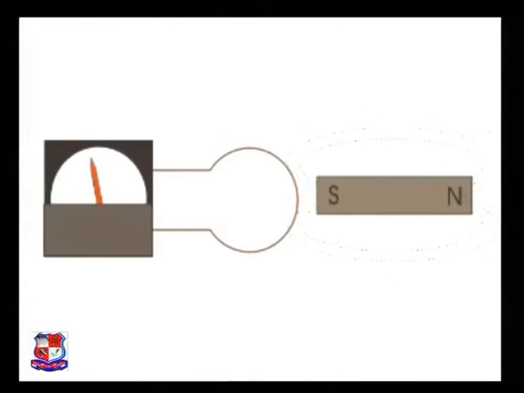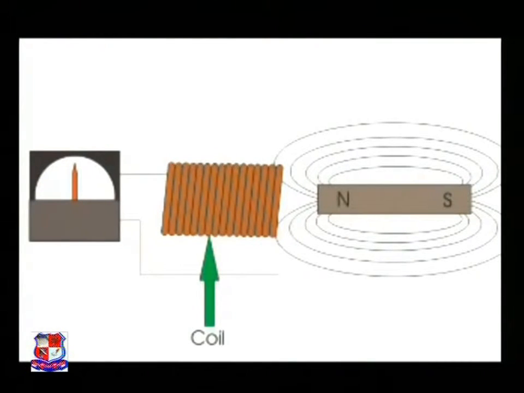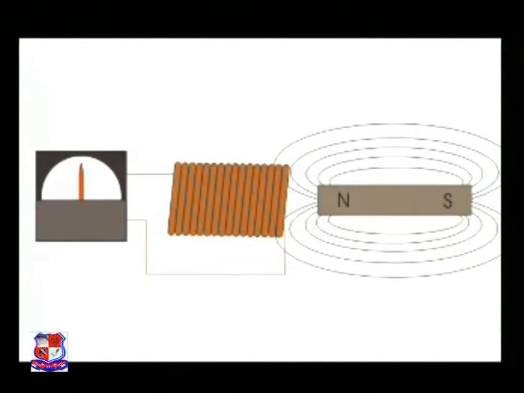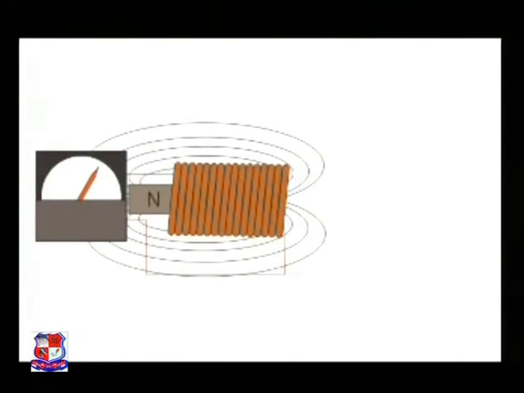In this experiment, Faraday takes a magnet and a coil and connects a galvanometer across the coil. At starting, the magnet is at rest, so there is no deflection in the galvanometer. That is, the needle of the galvanometer is at center or zero position. When the magnet is moved towards the coil, the needle of the galvanometer deflects in one direction. When the magnet is held stationary at that position, the needle returns back to zero position.